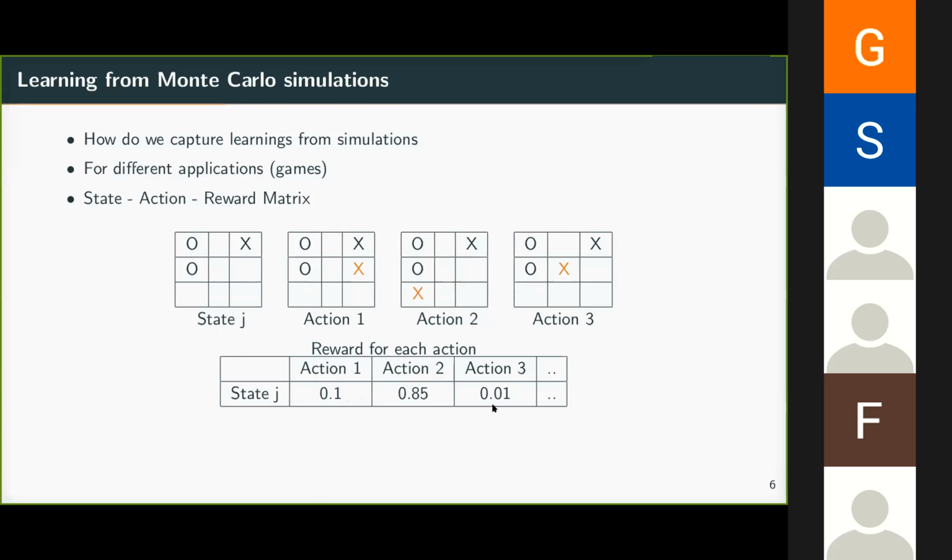Similarly, for action 3 also, there is no scope of winning whatever you do apart from action 2. So action 2 will have the highest probability. Now, why does it not have 1? Why does it have only 0.85? That depends upon your training. If you train very, very well, it will be 1.